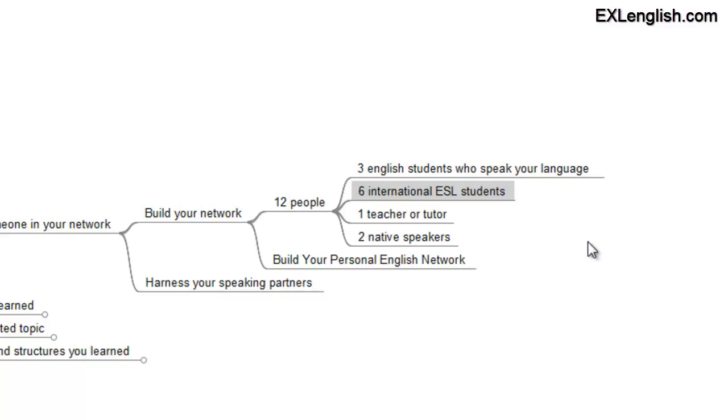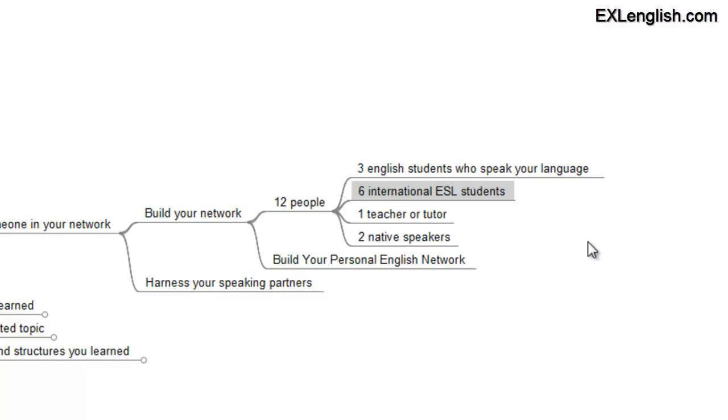You'll be forced to speak English, use it, and find ways to communicate and express yourself with the English that you already know. So it's important to have both kinds of students in your network. Students that you can help and can help you, and also people who are going to force you to speak the language so you don't get lazy.